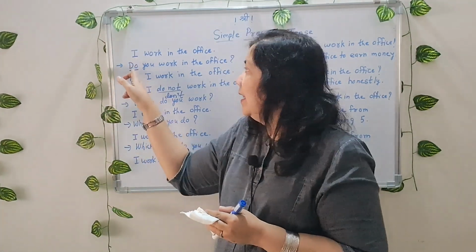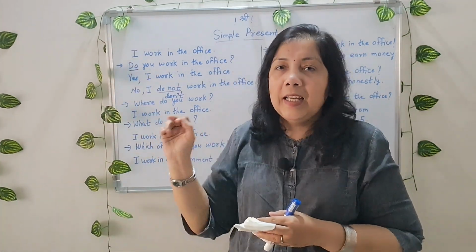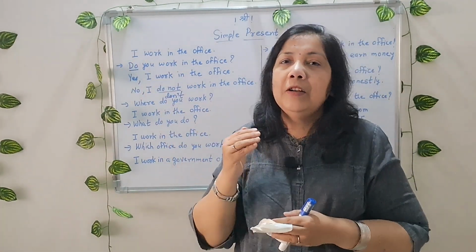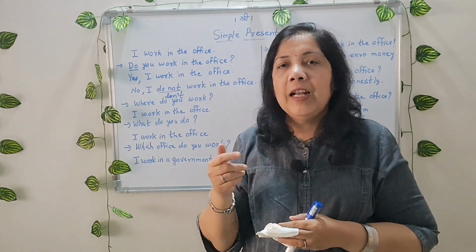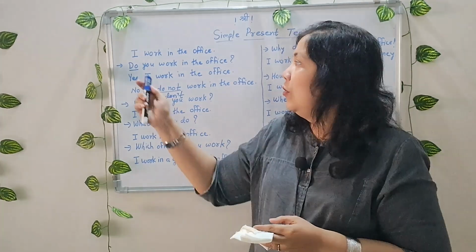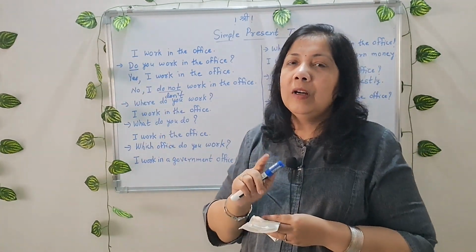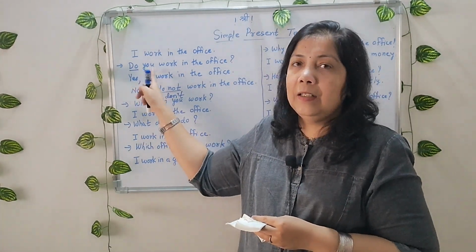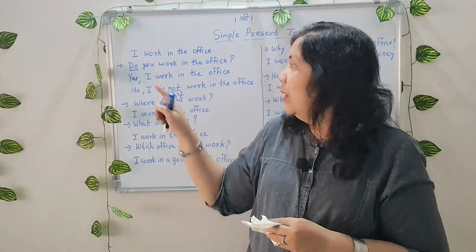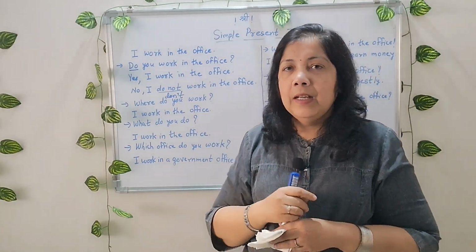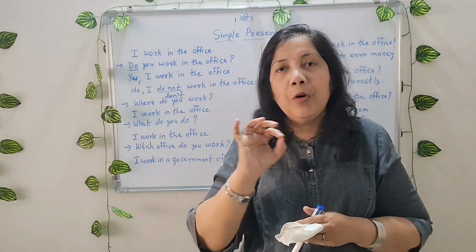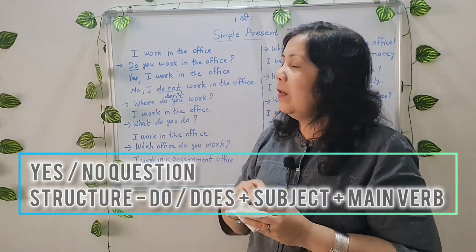Suppose this is he, then you will use does here. Does he, does she, does it. If it is I, then do. Do I, do you, do they, do we. Like that you have to take out that helping or auxiliary verb. So do is taken out first, after that the subject. Here I am asking the other person, so it is you. Do you, then the main verb work, then the additional part in the office. Keep the structure in mind for how to form a question. Do you work in the office?